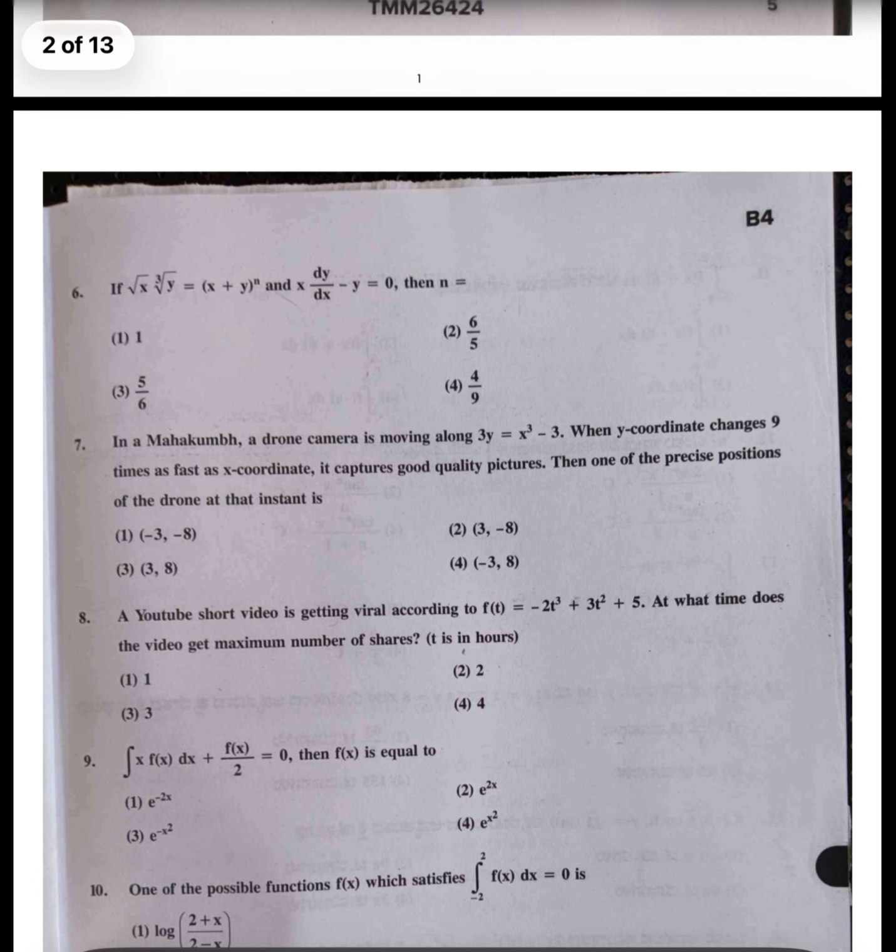Now this one, it is a homogeneous equation, so that dy by dx equals to y by x, we can say that it is a homogeneous equation, so the degree is same. So the left side degree 1 by 2 plus 1 by 3, so that it is 5 by 6. So n value obviously is 5 by 6.